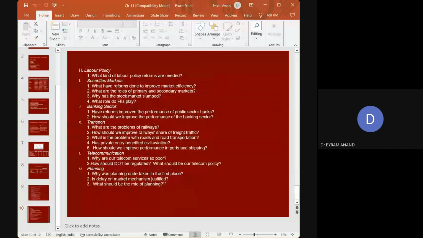What type of industry is developed? Subsidiary industries. Suppose jute is there, coir is there. Where jute is produced, there is a jute industry. Where rice is produced, there is a rice industry. Where cotton is produced, there is a textile industry.